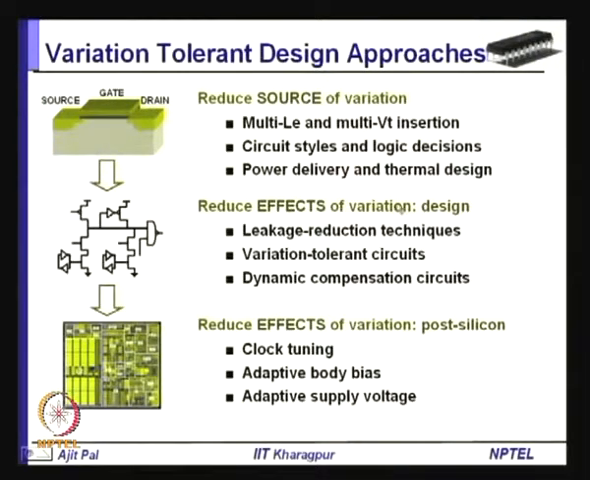Second technique is to reduce effects of variation. Here the chip has already been fabricated, and in spite of all the techniques that you use to reduce sources of variation, there will be some variation, and the effect of these variations can be reduced by suitable circuit design. I have already discussed leakage reduction techniques. Various leakage reduction techniques can be used to reduce the effect of variation, and also we have to go for variation tolerant circuits. I shall discuss some of the techniques by which you can realize variation tolerant circuits.